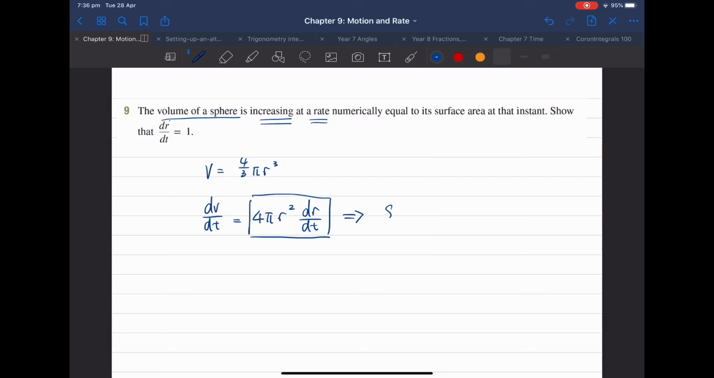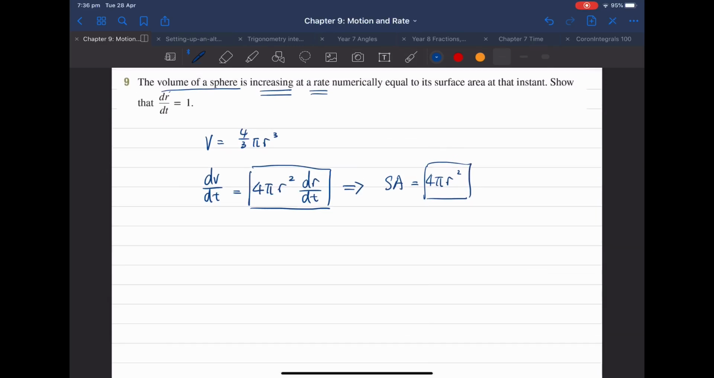So what is the surface area of a sphere? Well, the surface area of a sphere is 4 pi r squared. So that means these two are equal to each other at that instant. And then the question asks to show that dr over dt is equal to 1. That's a pretty easy one now, because once we get that equation going, we can solve it by finding dr over dt. That becomes 4 pi r squared divided by 4 pi r squared, and we get 1. And that's how we prove the question here. That's a really easy question.